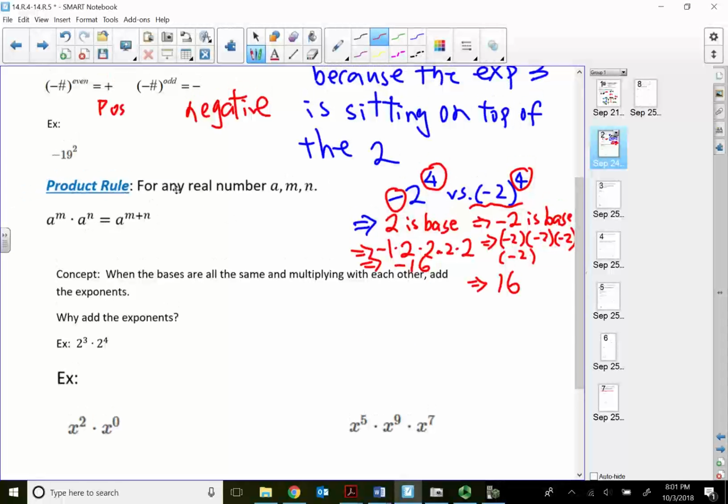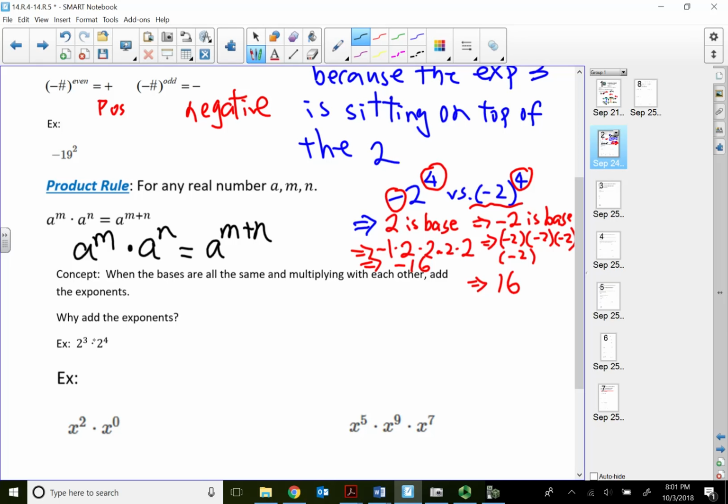So what is this thing called the product rule? The product rule for exponents says for any real number a to the n power times the same base raised to a different exponent. As you can recall, multiplication is actually one term, so this exponent rule only applies to one term. When the bases are the same and are being multiplied, what do we do with the exponents? We simply add them.